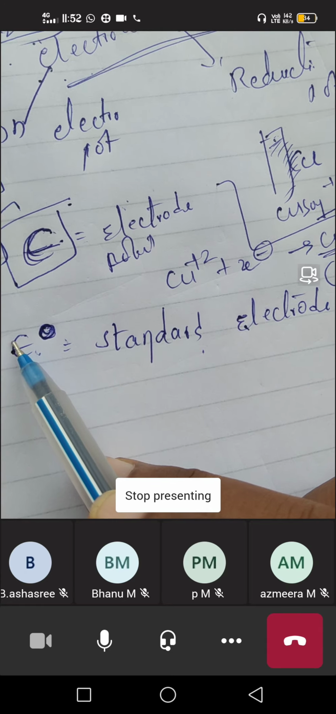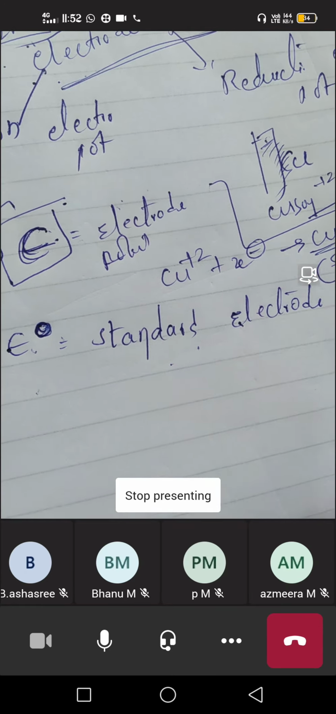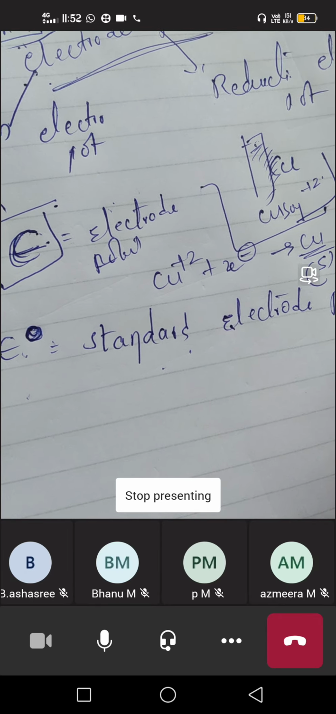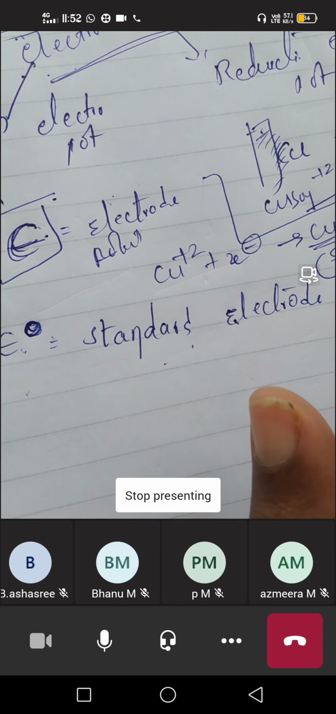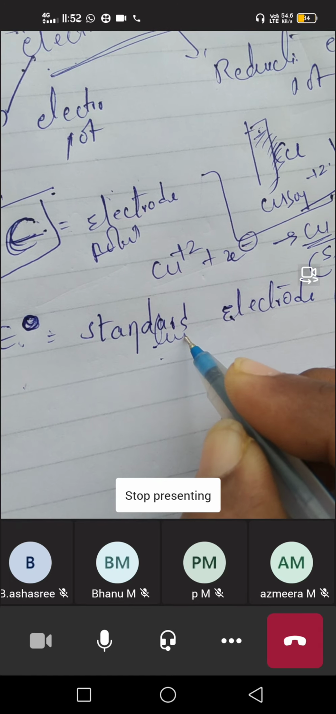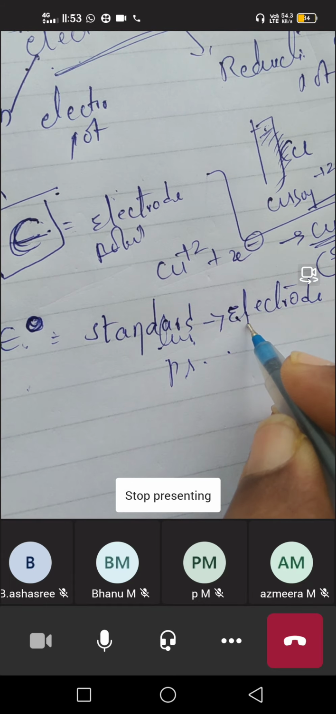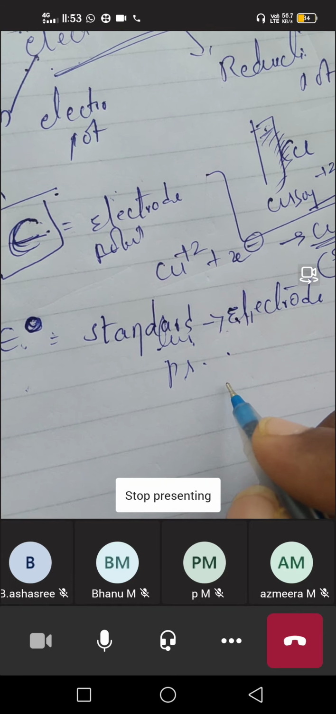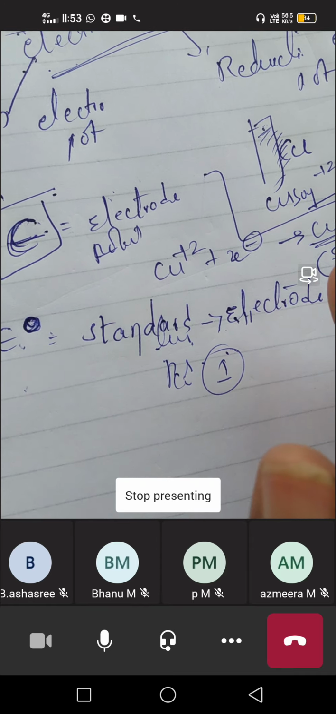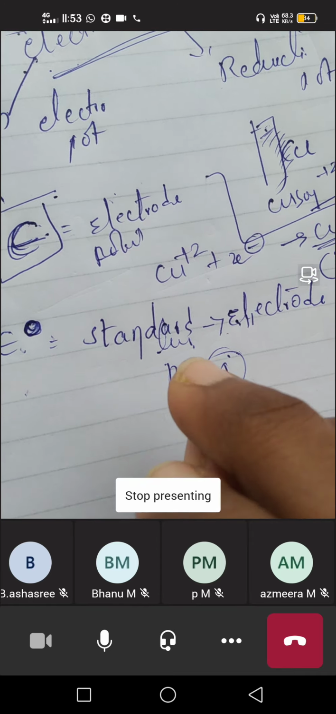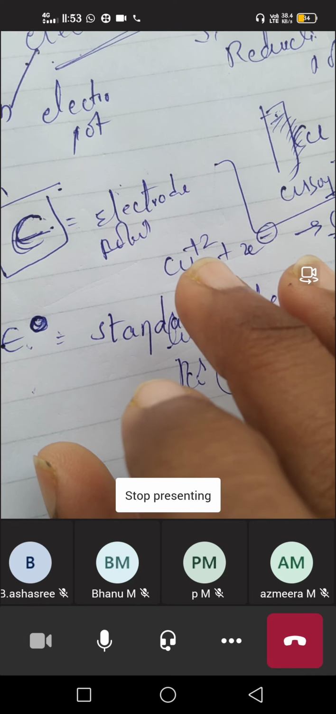So what does standard mean? We are calculating the same electrode potential only. Here also it is electrode potential only, but we are calculating this value under some standard conditions, like temperature is fixed and pressure is also fixed, like 1 atmosphere, and temperature in Kelvin. And the concentration is unity, that is, the concentration of ions is 1. So in those conditions, if you calculate the electrode potential, that is called the standard electrode potential.